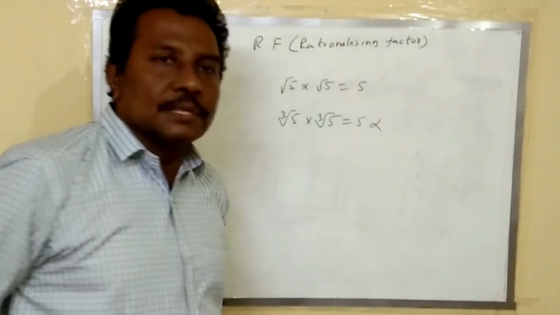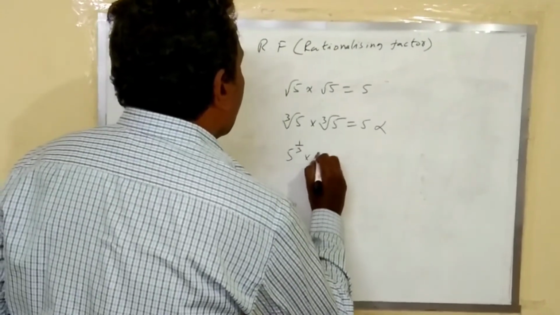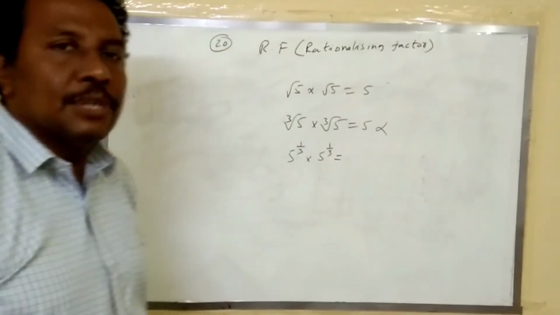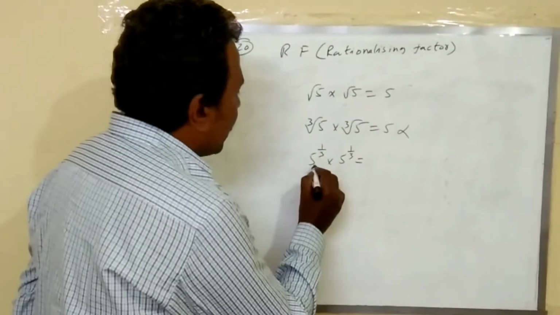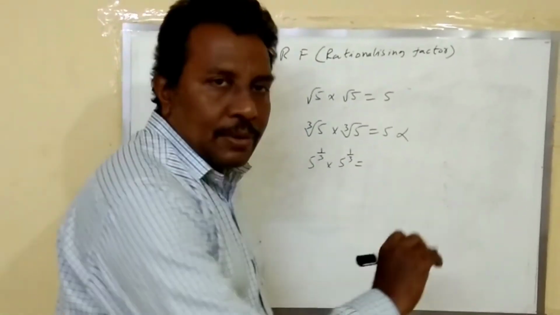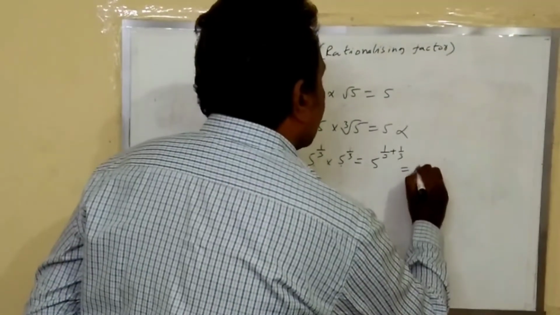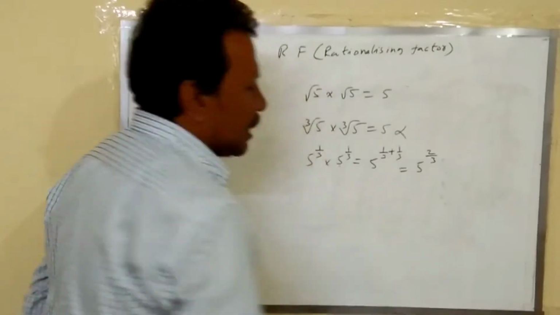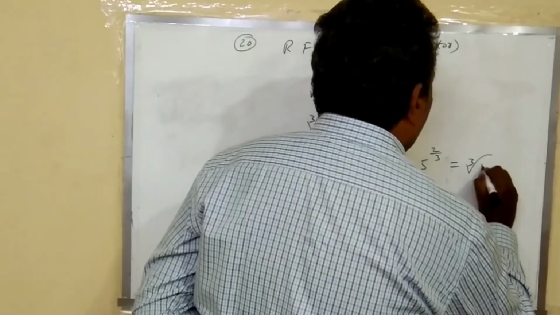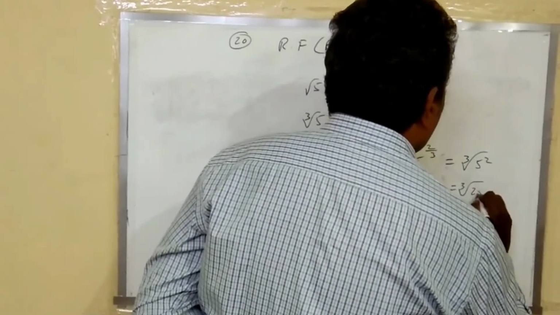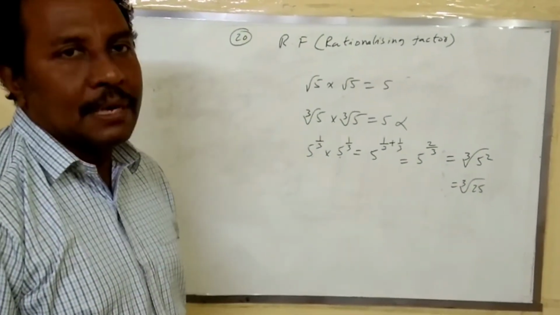No, that is wrong. Cube root of 5 can be written as 5 power 1 by 3, into 5 power 1 by 3. This is in the form of a power m into a power n, which is equal to a power m plus n. So 5 power 1 by 3 plus 1 by 3 is equal to 5 power 2 by 3, because both are like fractions. This can be converted into cube root of 5 square, which is cube root of 25. It is not a rational number; it is an irrational number.